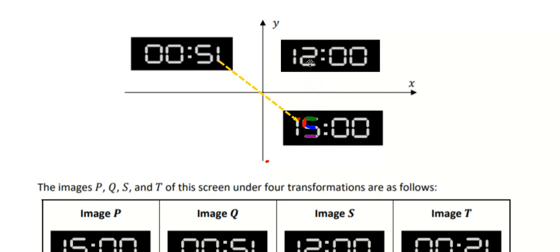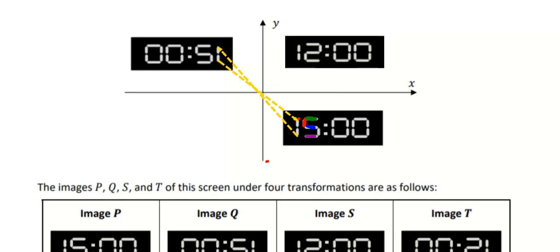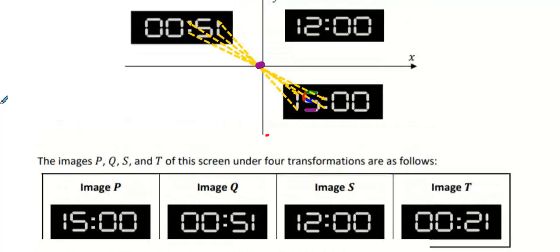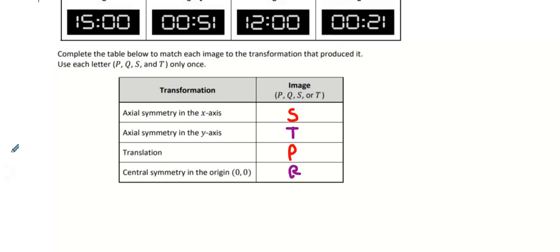To give an example, if I link this point to this point here, and then this part here of the decimal point goes to this one here, you can see they all converge on a central point, which should be at 0, 0. I'm slightly off 0, 0 here, but it should go through the origin. So that's why that one is the central symmetry. So that's the image Q. Okay, done.